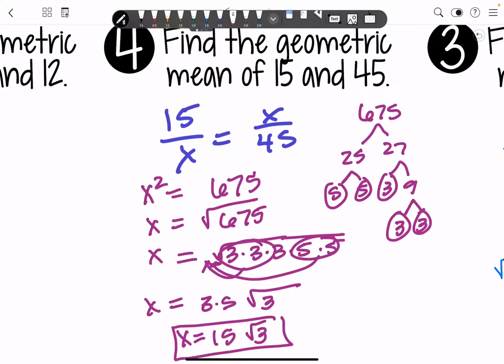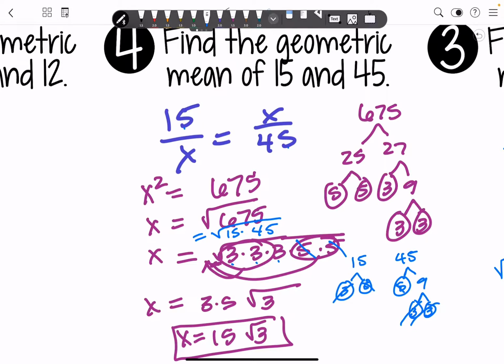Sometimes it might even be easier for you to think about it as the original number. Say I had kept it as the square root of 15 times 45. I could find the prime factorization of 15 and the prime factorization of 45. And notice that I would still get the same exact prime factorization, with 3 times 3 times 3 and 5 times 5 right here. So it doesn't matter how you work it, do whatever works best for you.